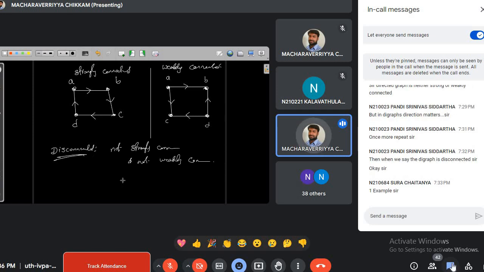Now in undirected graphs, we define connected components. What is it? It is a connected subgraph of the given graph which is not a proper subgraph of any other connected subgraph. So that is the definition of a connected component. Maybe the definition is complicated, but you can easily understand it by looking at the picture.